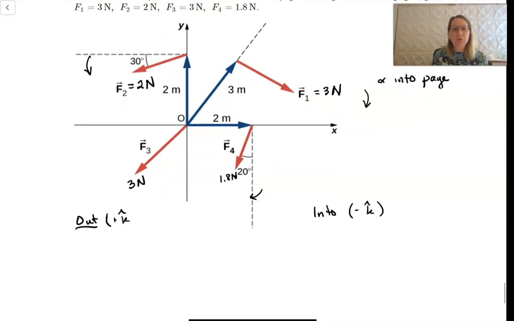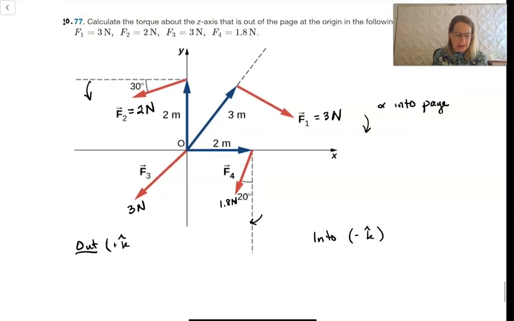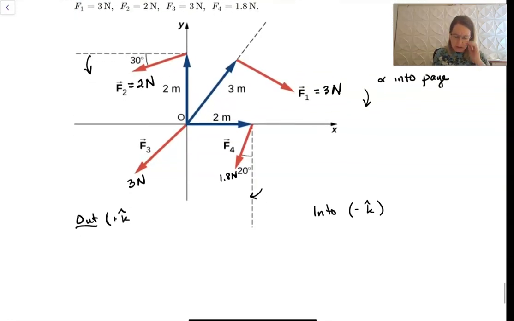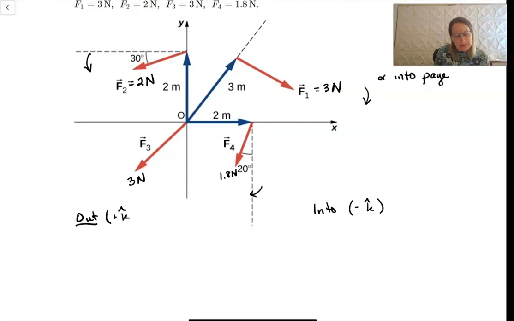What we're trying to find is the net torque, the total torque. I didn't say anything about F3 because the torque associated with F3 is actually equal to 0. The torque is 0 because there is no moment arm, there's no R. If you do R cross F, and R is 0, you get a torque of 0. So that's for number 3.